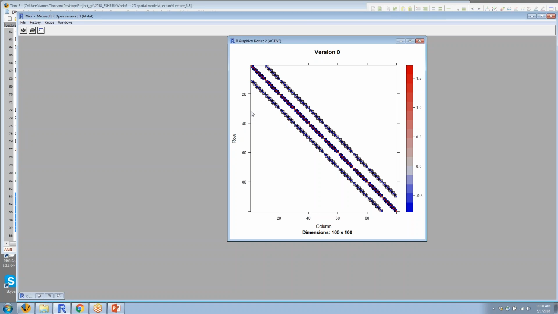Knowing something about Kronecker products should allow you to start interpreting the structure of some of these Hessian matrices that you can get out of TMB, to actually infer something useful about the structure of the model.